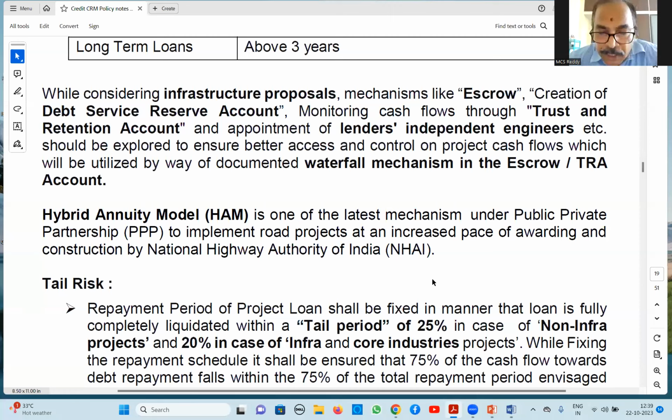What is the purpose of this account? If for any reason the borrower is not in a position to pay any installment, then we take that amount from this debt service reserve account and adjust it to our loan so that the account will not become NPA. This is to safeguard the interest.